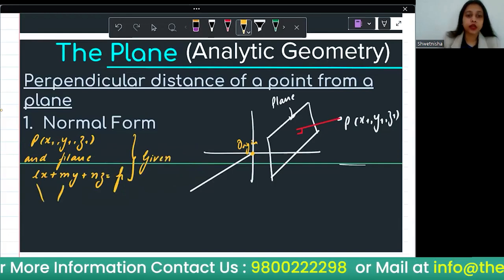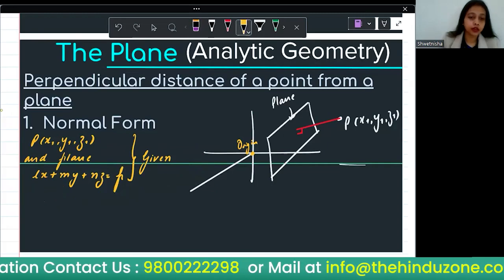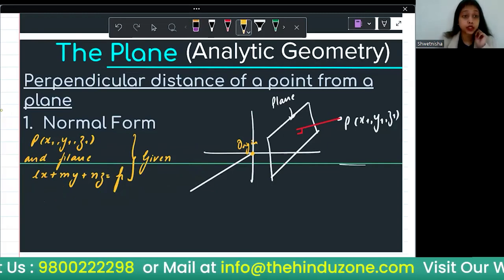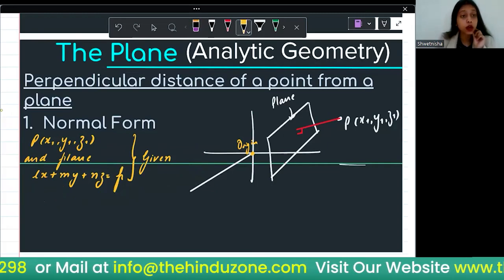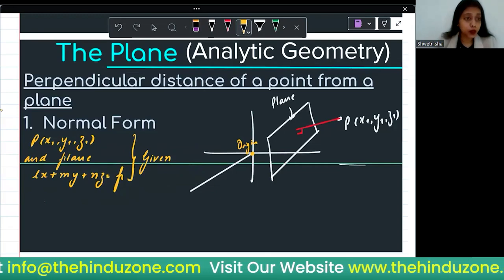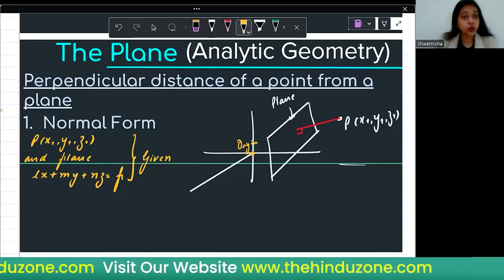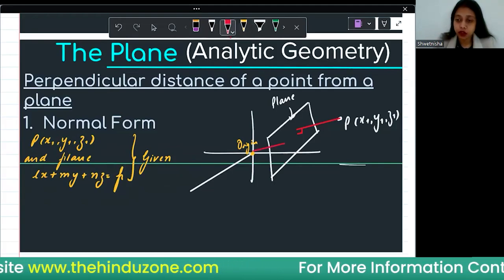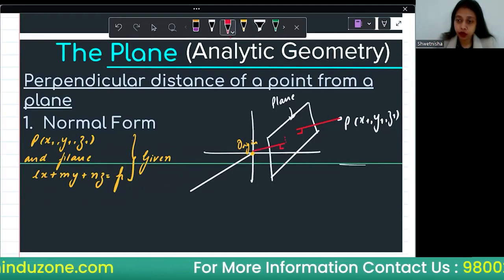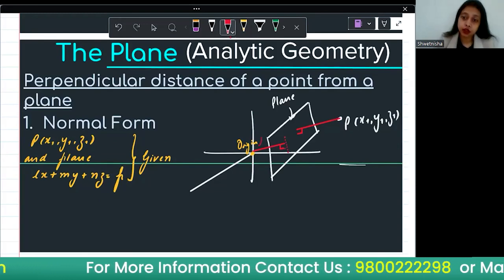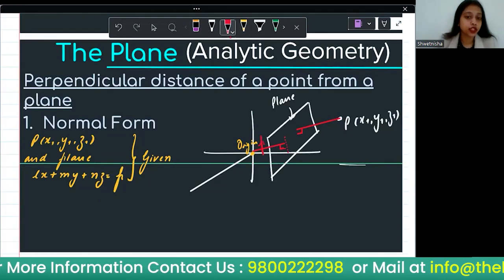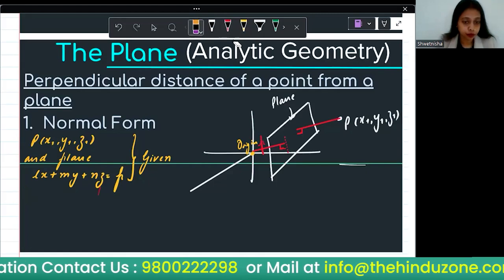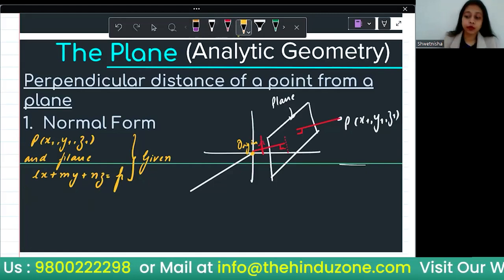And we very well know what L, M, N, and p are here. L, M, N are the direction cosines of the perpendicular that is drawn from the origin to the plane. So if this is perpendicular to this plane, and the length of this perpendicular is small p, and the direction ratios are L, M, N, how can we find this distance?